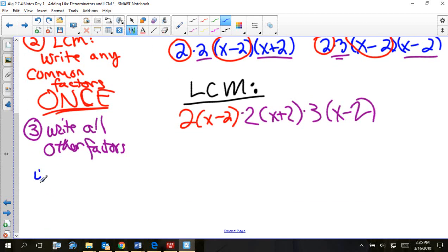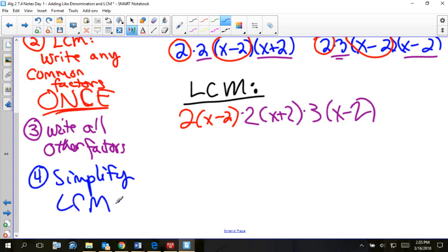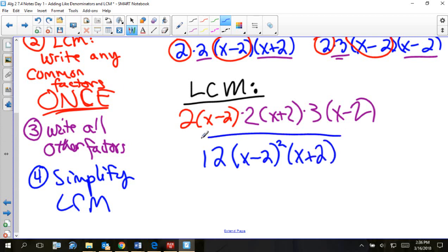And then finally, you're going to simplify your LCM a little bit. So I'm going to multiply together 2 times 2 times 3, 12. The x minus 2 and the x minus 2, I'll just make that x minus 2 squared. And then I'll bring down that x plus 2. I'm not going to FOIL all that out. That's ridiculous. Just leave them as separate factors. But things like 2 times 2, I can multiply together. Okay?